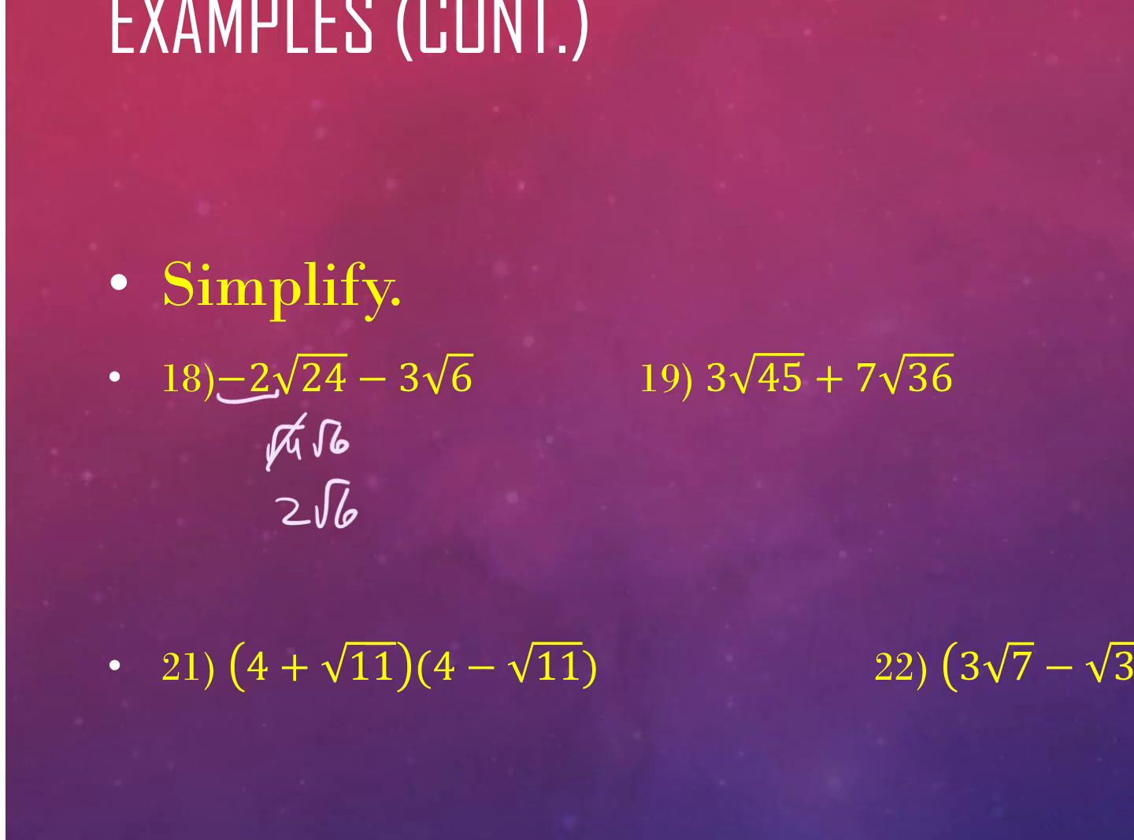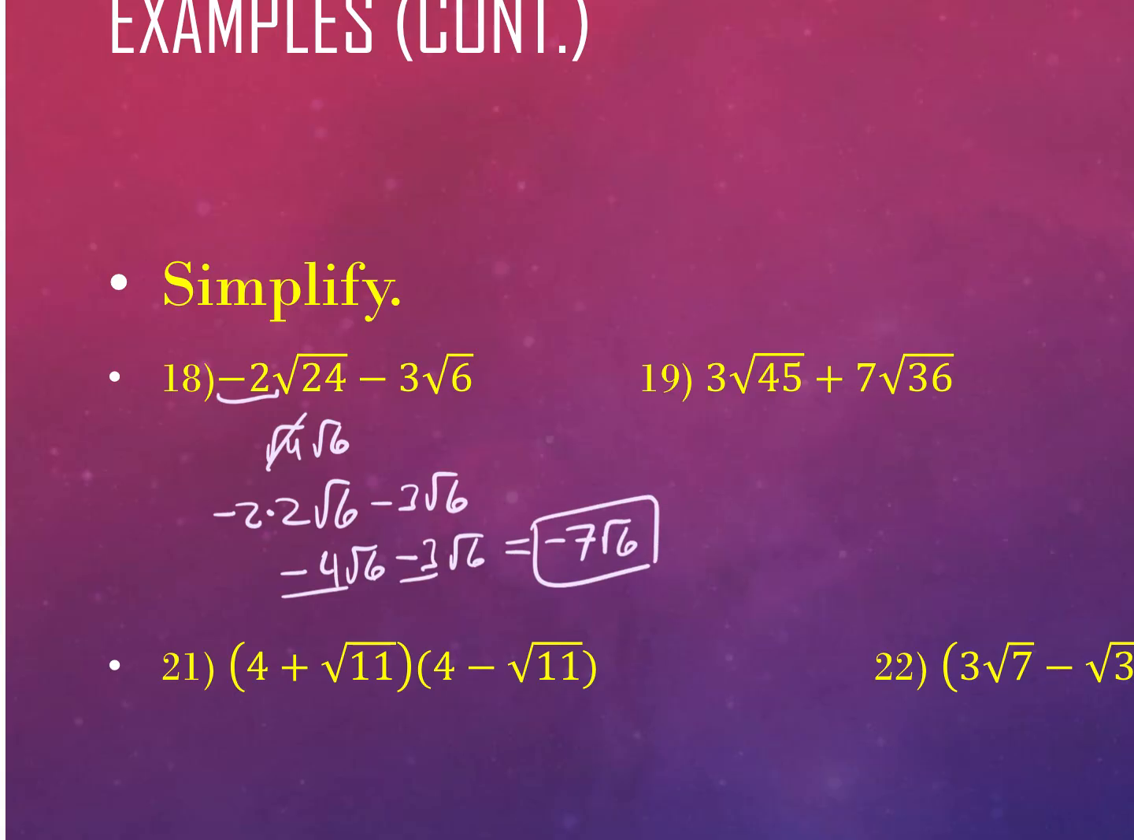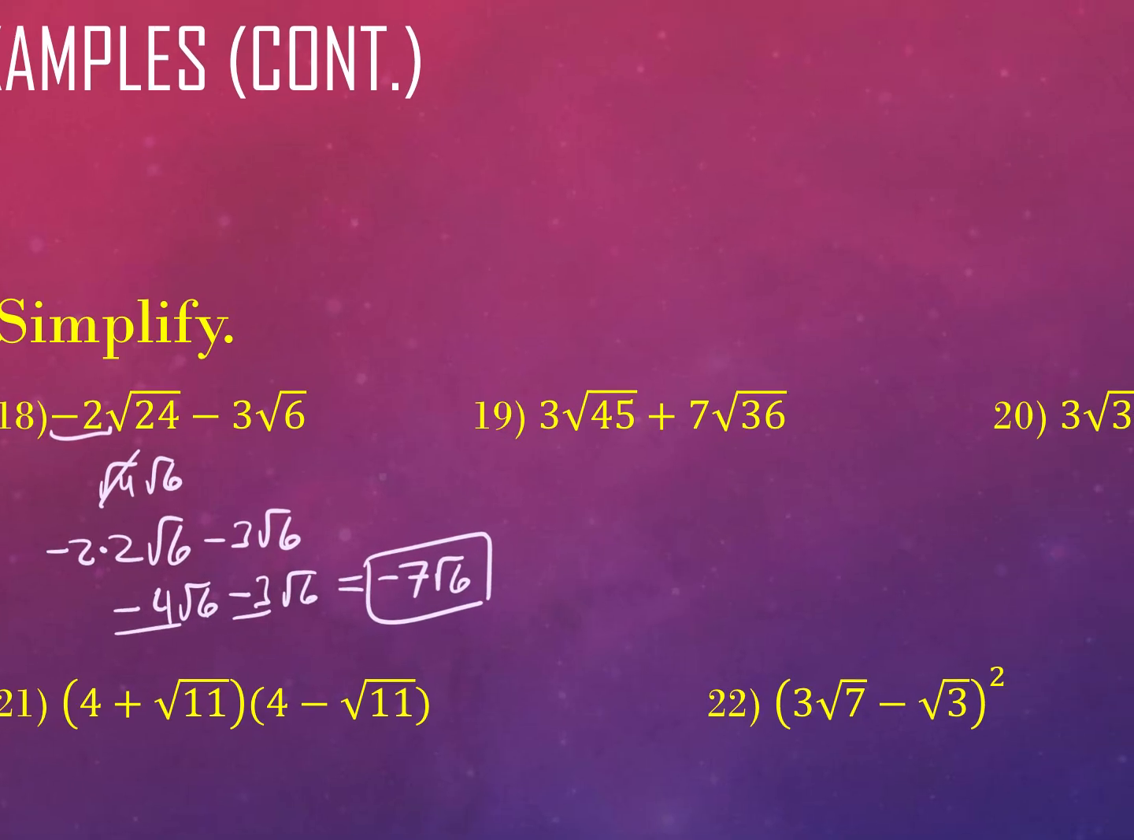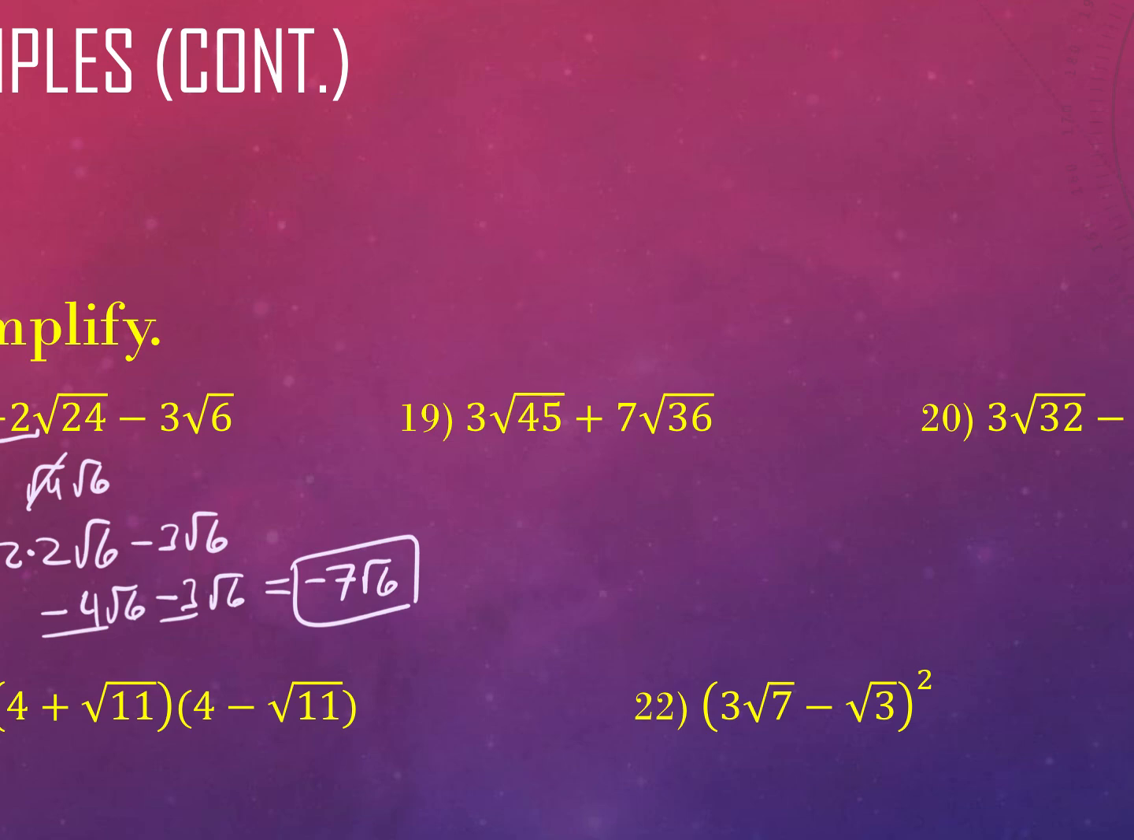All right? And then that negative 2 out front is just going to be negative 2 times 2 square root of 6 minus 3 square root of 6. And that becomes negative 4 square root of 6 minus 3 square root of 6. All right? And now those radicals do match. I can combine those. Negative 4 minus 3 is going to get me negative 7 square root of 6. All right? They're like radicals. You can combine them.